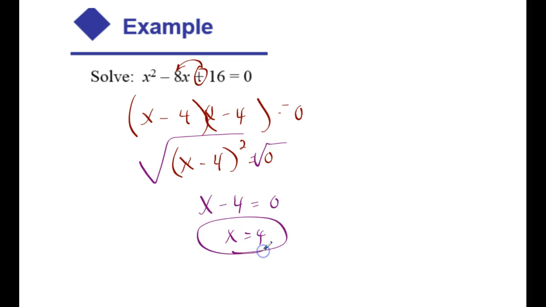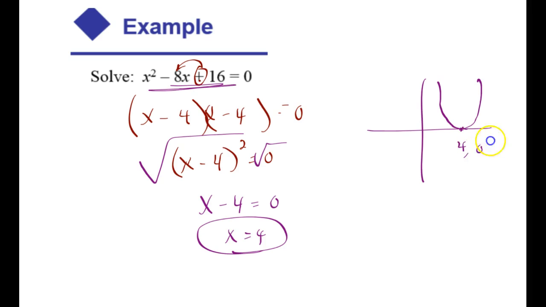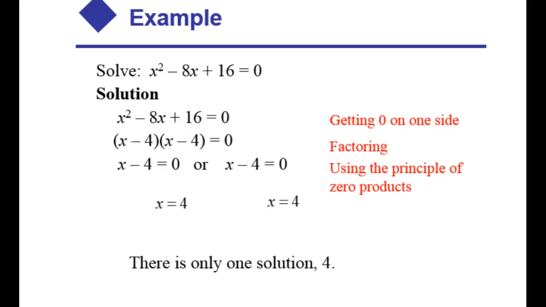And that means that this is a parabola. It must be coming down and just bouncing off right here at 4. It's called a double root. So it's not passing, but it's bouncing, and that must be the vertex as well, (4, 0). So there's only one solution.